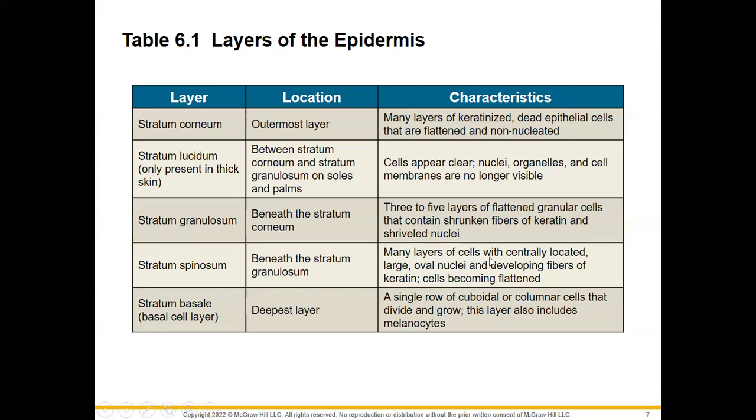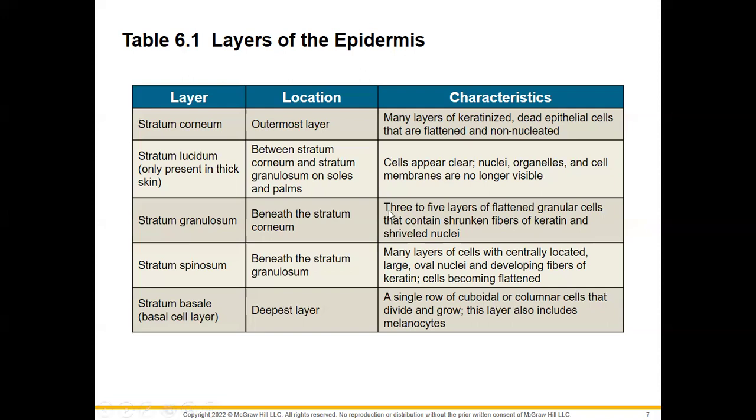These cells will have centrally located and large oval nuclei. So you'll start to see the nuclei being in the center of the cell, and usually have a more oval shape than round shape. These cells will start developing fibers of keratin. So once they leave this stratum basale, that's when they start to keratinize. They begin the keratinization process, and they start to flatten. They start to look more like the squamous cells that we know they are.